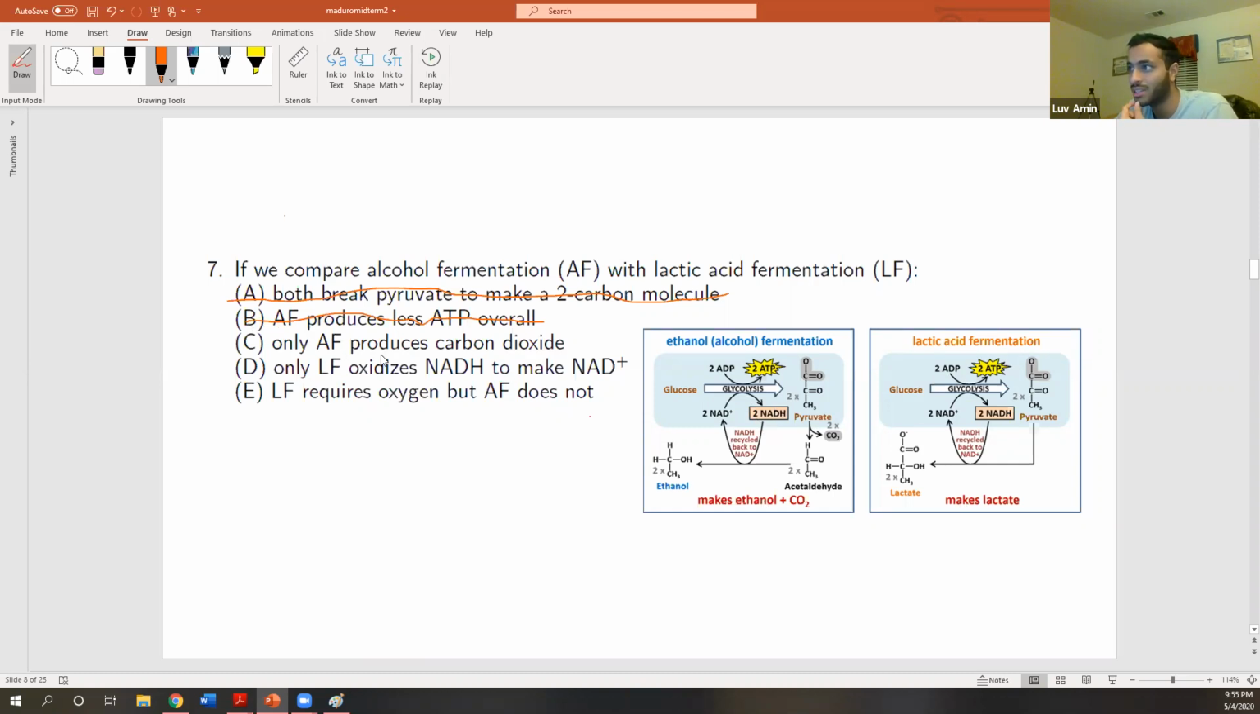Only alcohol fermentation produces carbon dioxide. Well, yeah, we know that's the case. In alcohol fermentation, we see that we have CO2 over here, while lactic acid fermentation only makes lactate. So yeah, let's keep C. D says only lactic acid fermentation oxidizes NADH to make NAD+. They're both doing that process right here, right? They're regenerating NAD+, so D is not right. And finally, E, LF requires oxygen, but AF does not. That's not true. Both of them occur under no oxygen, right? So yeah, C is our final answer.